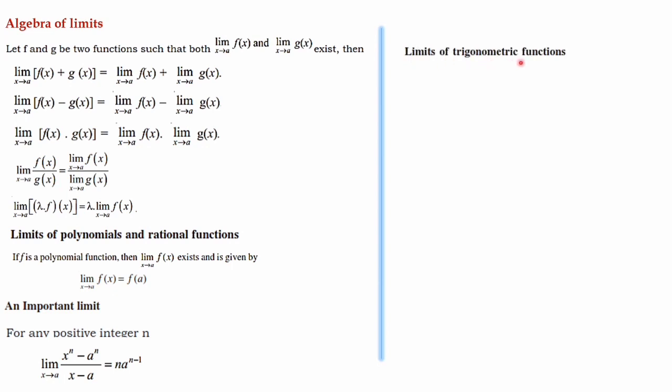Next is limits of trigonometric functions. First result, the limit as x tends to 0 of sin x by x is equal to 1. Second result, the limit as x tends to 0 of cos x is equal to 1. And the third result, the limit as x tends to 0 of sin x is equal to 0. These three important results we have to learn by heart. The limit as x tends to 0 of sin x by x is equal to 1. The limit as x tends to 0 of only sin x is equal to 0. The limit as x tends to 0 of cos x is equal to 1. These three are the important limits of trigonometric functions.